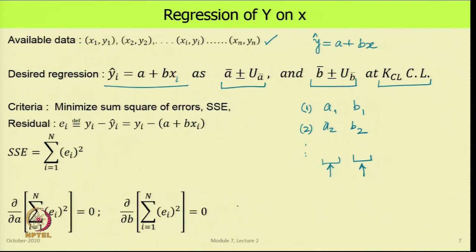So, what we do is we work with the residual that we just saw, E I, which is defined as y I minus y I hat. The earlier graph showed that the value that we have measured minus the value we get from our sample regression, and this value from sample regression is nothing but a plus b x I. So, our residual is y I minus (a plus b x I), and then our strategy is we minimize the sum square of errors, which is SSE.